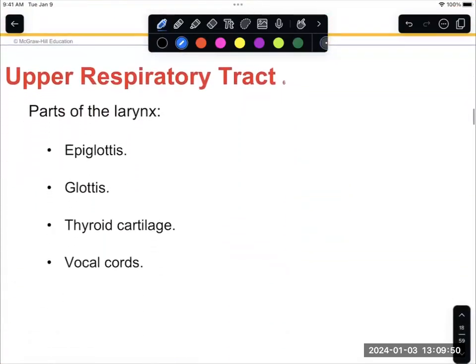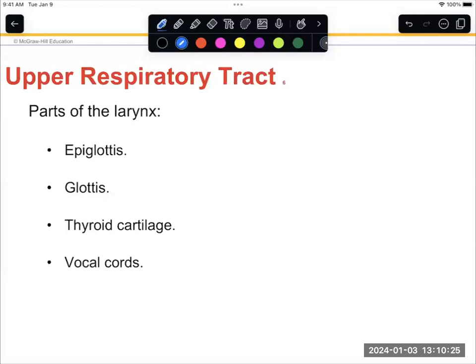So the parts of the larynx, we have that epiglottis. Epiglottis is the spoon-shaped kind of flap of cartilage that's going to cover the glottis during swallowing. So it covers up that trachea, that windpipe, so food and water do not go down it. That glottis is the opening of the larynx where air is going to flow every time you breathe in or out.